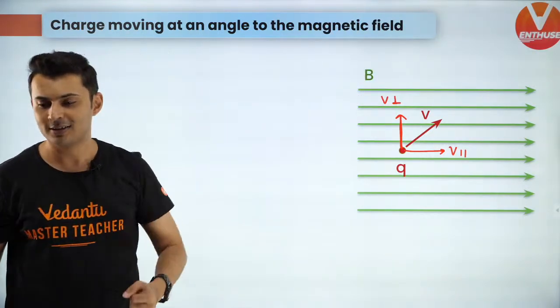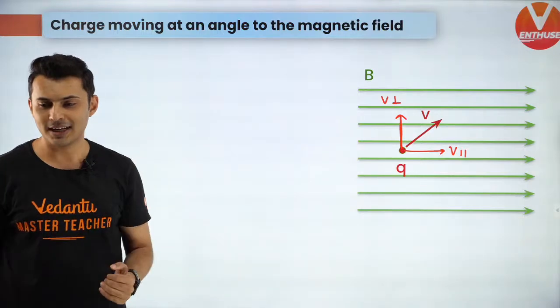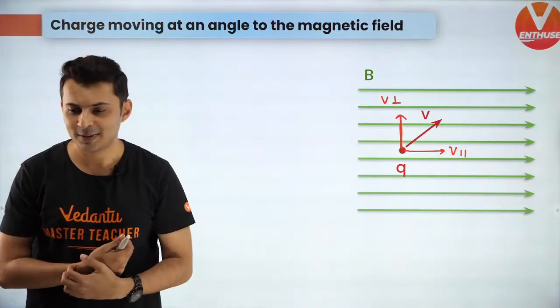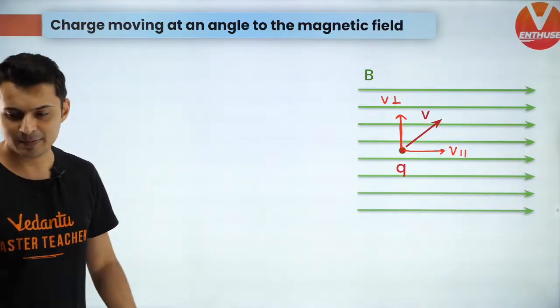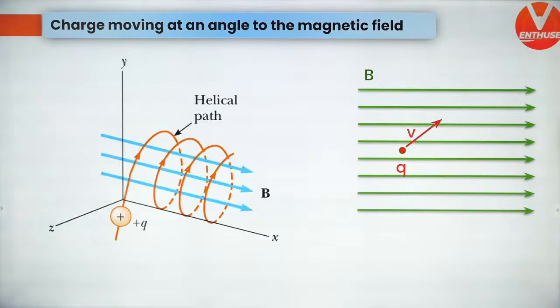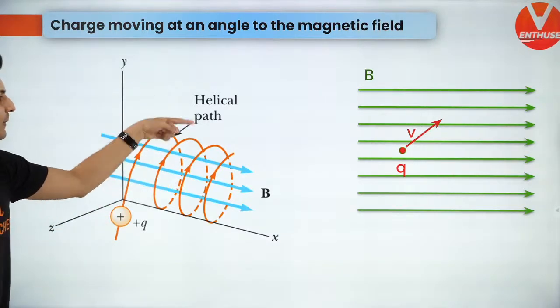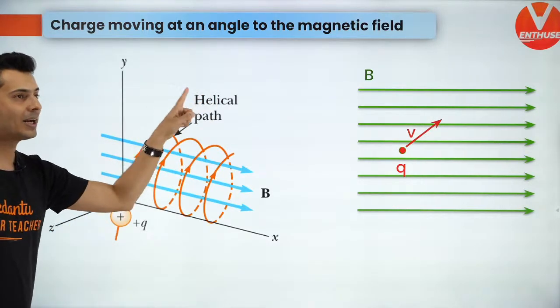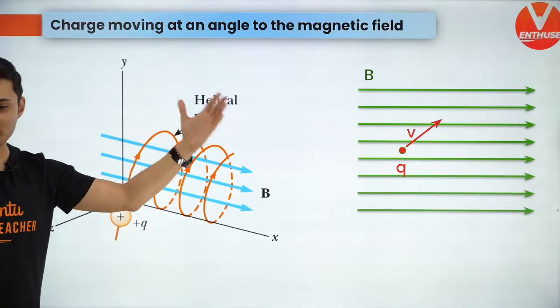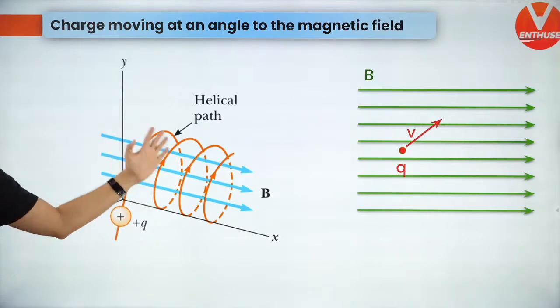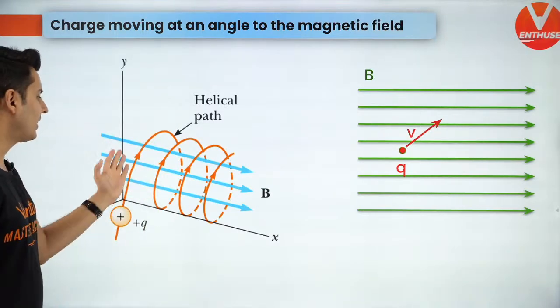What does it look like? Doesn't it look like a spring-like motion, guys? Think about it. It will go in this path. This spring-like motion is called a helical path. Very good. Yes, like a screw. So this will look like a screw, or it is called a helix or a helical path.